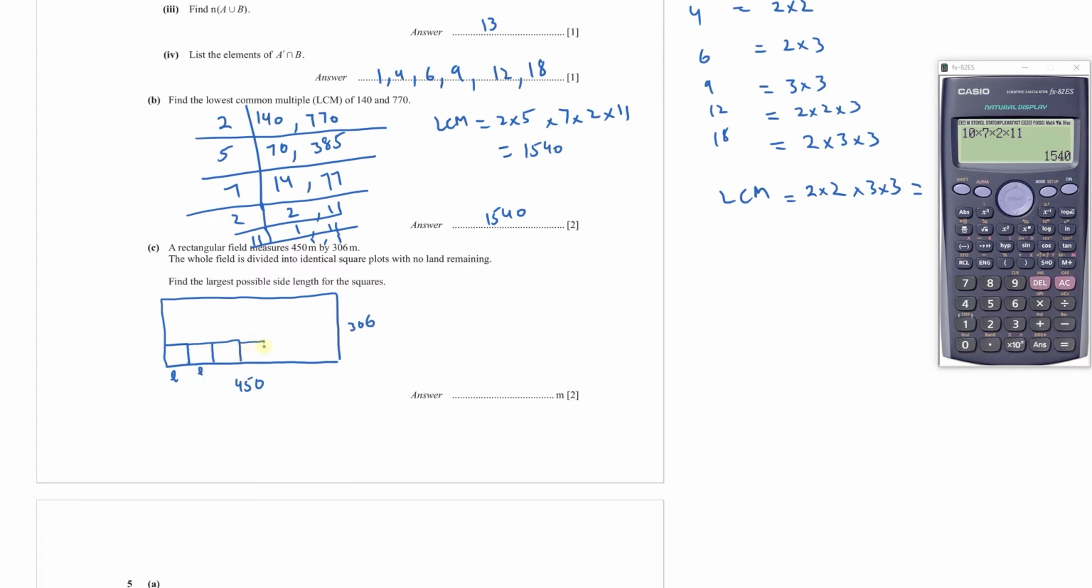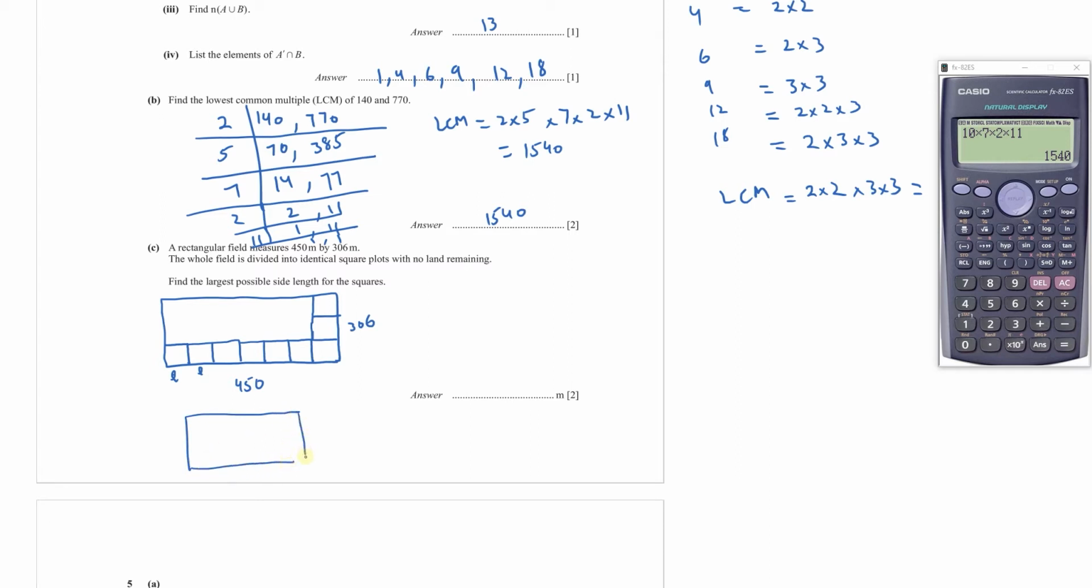So you continue. And no land is left after you take out these squares. So you take out this way and then you also take out this way as well. So we have to find the maximum possible value of L. So if no land is remaining, that means 450 should be divisible by L. Otherwise, if it's not divisible by L, there will be some land remaining on this length. So let me give you a smaller example.